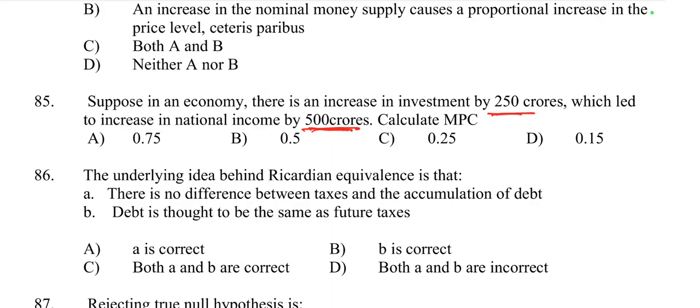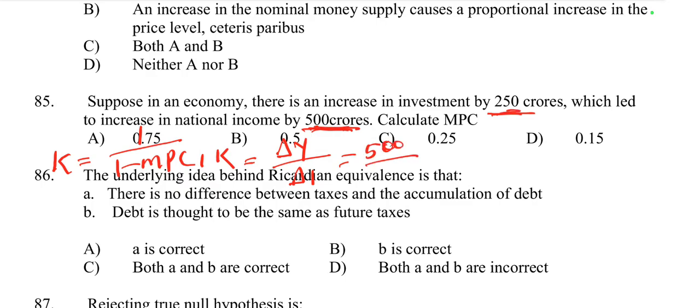So we know that the value of the multiplier K is equal to 1 by 1 minus MPC. So here K is equal to change in income due to change in investment, del Y by del I. Here del Y, the change in income, is 500 crores, and the change in investment is 250 crores. So 500 by 250 is equal to 2. So here we can say K is equal to 2.